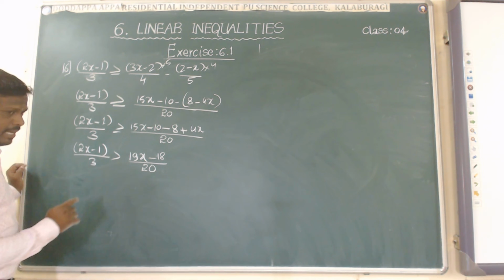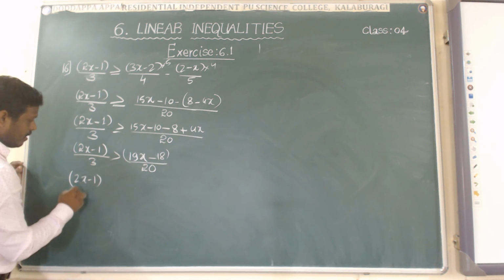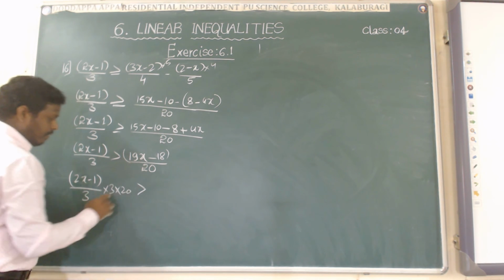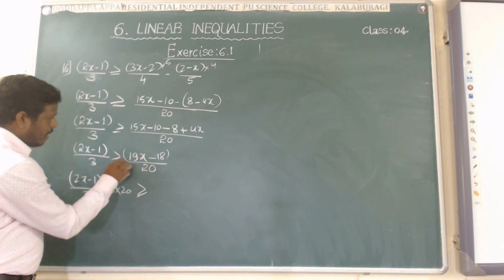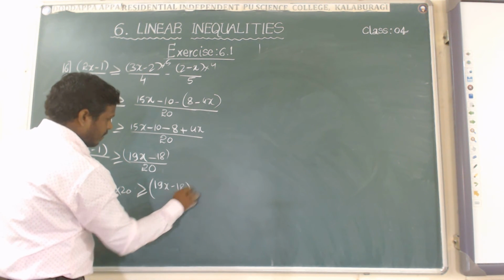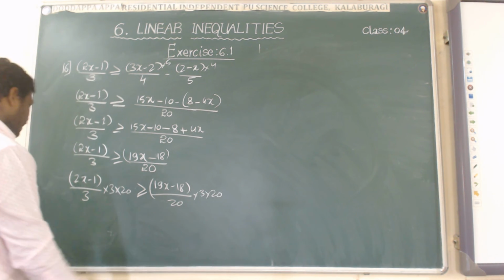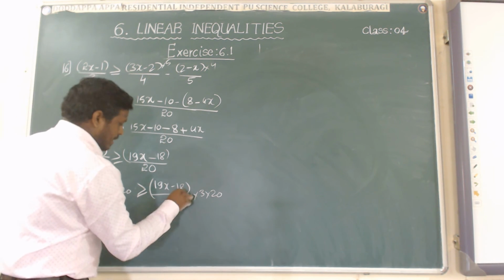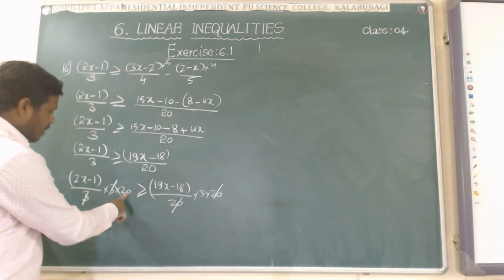Okay, I write it directly here. Inside the bracket we have to write this one, 2x minus 1 divided by 3 into 3 into 20. When we are going to multiply by a positive value, the sign will not reverse. Keep in mind. Next, 19x minus 18 divided by 20 into 3 into 20. From LHS side 3 will be going, and from RHS side 20 will be going. So what is left here? 20. We have to multiply with these two terms.